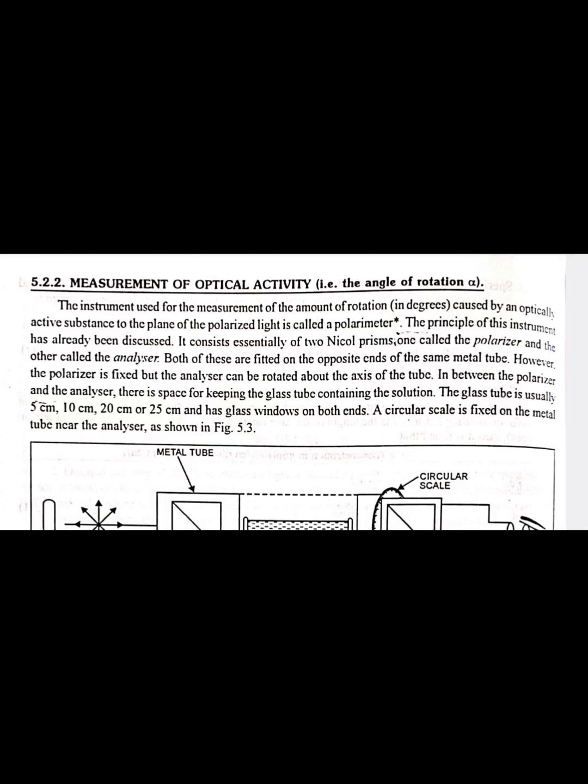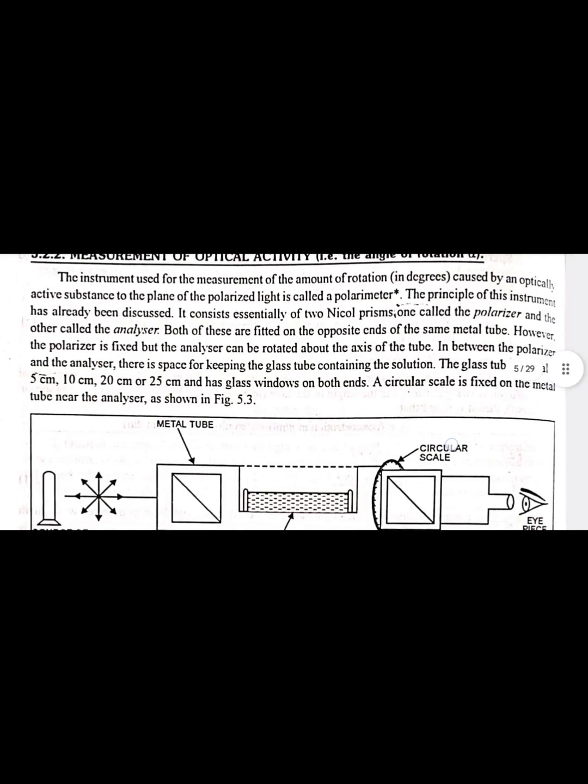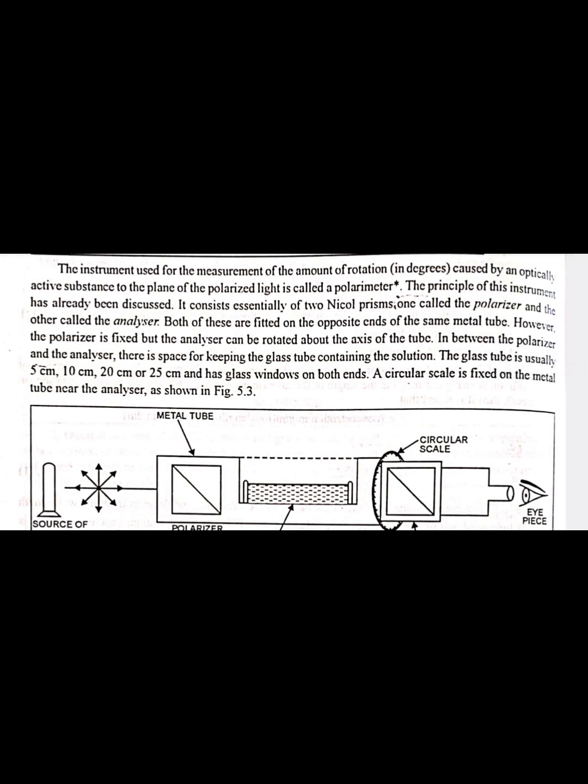It consists essentially of two nicol prisms, one called the polarizer and the other called the analyzer. Both of these are fitted on the opposite ends of the same metal tube. However, the polarizer is fixed, but the analyzer can be rotated about the axis of the tube. In between the polarizer and the analyzer there is a space for keeping the glass tube containing the solution. The glass tube is usually 5 cm, 10 cm, 20 cm or 25 cm and has glass windows on both ends. A circular scale is fixed on the metal tube.